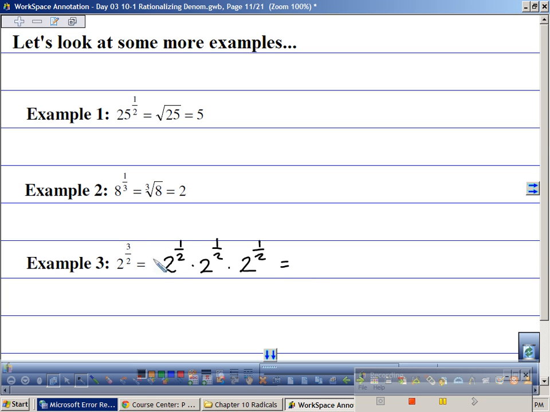What does this mean? What does 2 to the 1/2 mean? Square root of 2 times the square root of 2 times the square root of 2, which makes 2 squared times 2, which equals 2 times the square root of 2.